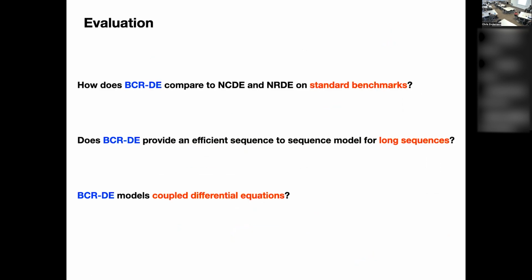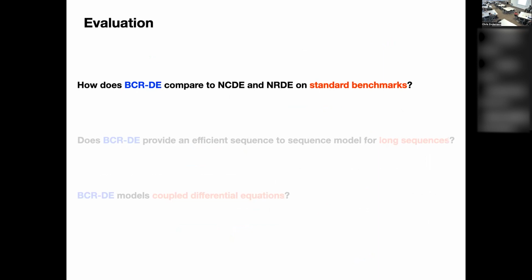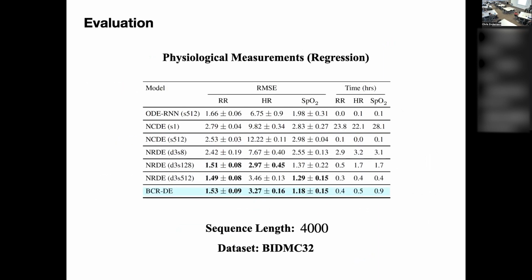So coming to the evaluation of the model, we check it on three different kinds of tasks. One is standard benchmark problems, which are regression and classification tasks. Then sequence to sequence modeling for long sequences. And lastly, we also come across this nice body of coupled differential equations. So in standard benchmarks, this is a data set called BIDMC32. The task is to regress to respiratory rate, heart rate, and oxygen saturation level. And the input is ECG and PPG sequences of length 4000.